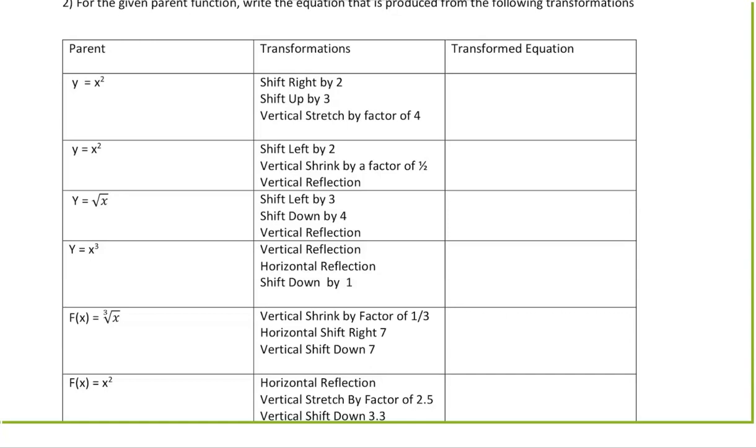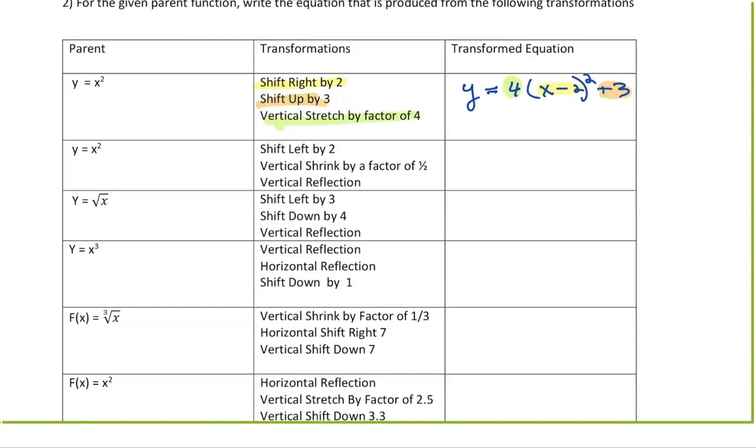Well, I know it's going to be x squared, so I am thinking it's going to be y equals 4 times x minus 2 squared plus 3. So why is that? Let's go through it. If I say shift right by 2, that's this right here. If I then say shift up by 3, that's this right here. And if I say, lastly, vertical stretch by a factor of 4, that is this right here. So that's how I got my answer.